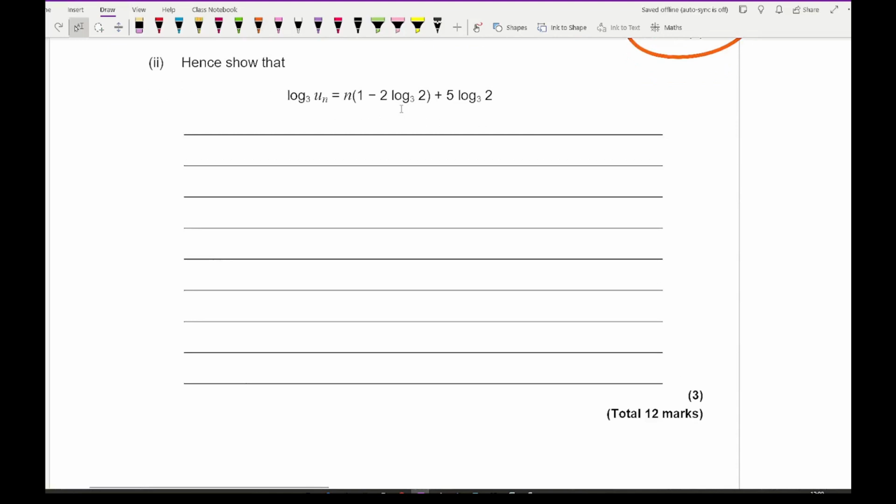Then for part 2, it says, hence show log to base 3 of un equals n(1 minus log to base 3 of 2) minus 5 log to base 3 of 2. So for this, we know that un equals 3^n over 2^(2n-5). Now if I take the log base 3 of both sides, I get log 3 of un equals log 3 of 3^n over 2^(2n-5).